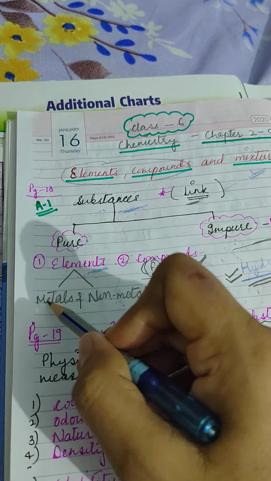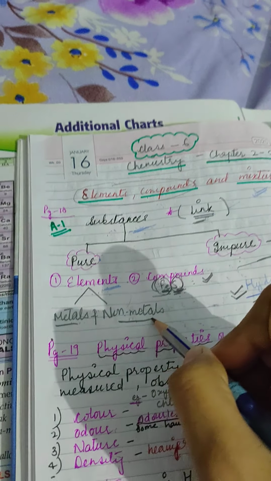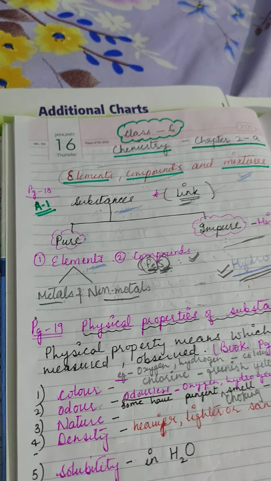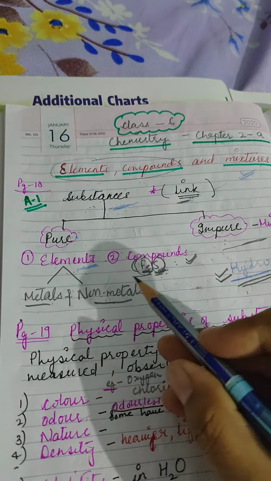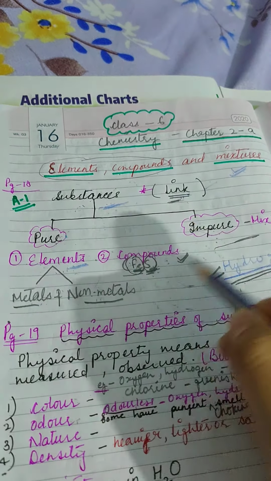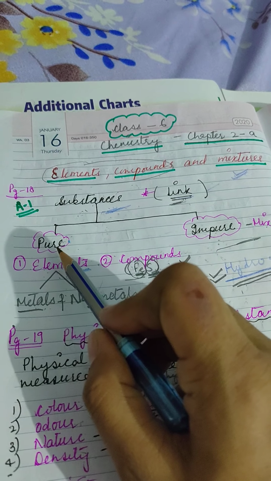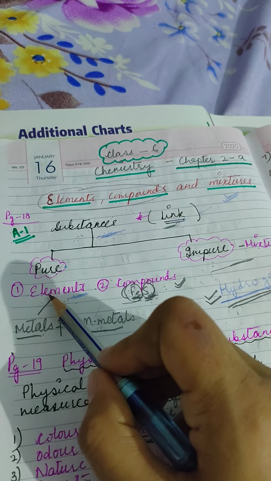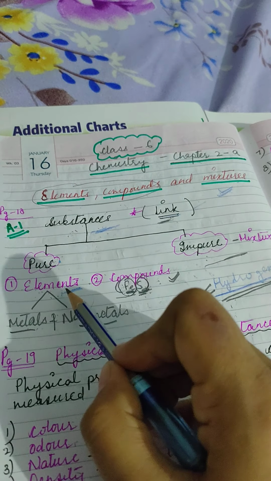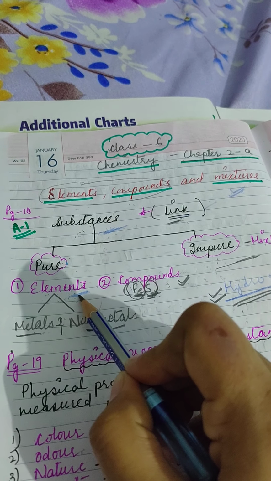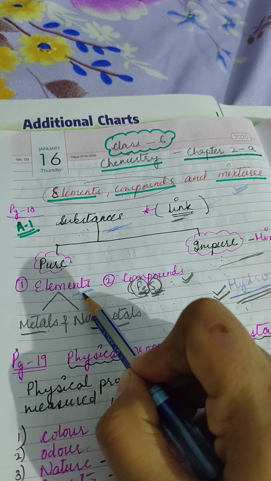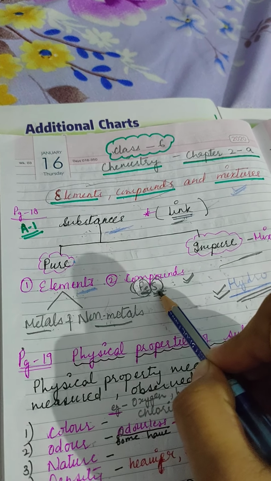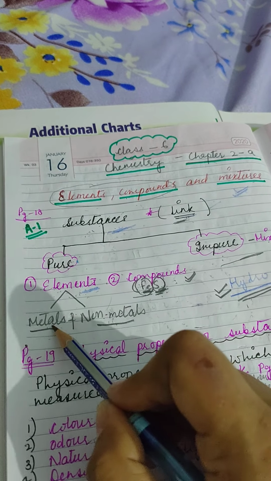Again, we classify elements into metals and non-metals. We classify them on the basis of their properties. Metals have a different characteristic property than non-metals. This is just a tabular form. Substances, we can classify them into pure and impure, right? And again, pure substances are classified into elements and compounds. Elements are substances having one kind of atom only, and compounds are formed by the combination of different elements. Elements again are classified into metals and non-metals.